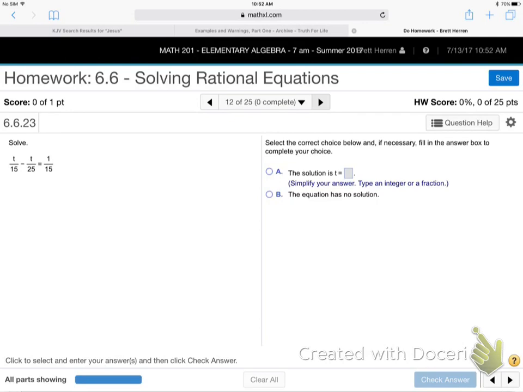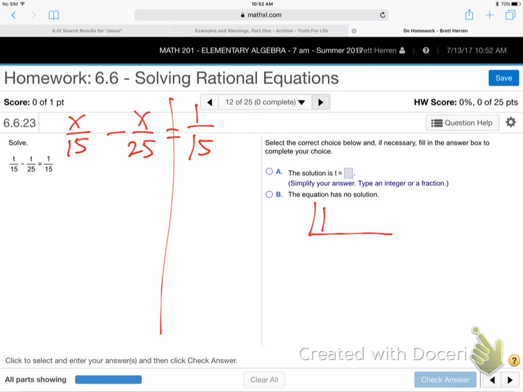I'm going to make those x's. So x over 15 minus x over 25 is 1 over 15. All right. Here's the wall. Give it a go. Common denominator, right? So what you really have to do is find the common denominator for 15 and 25.